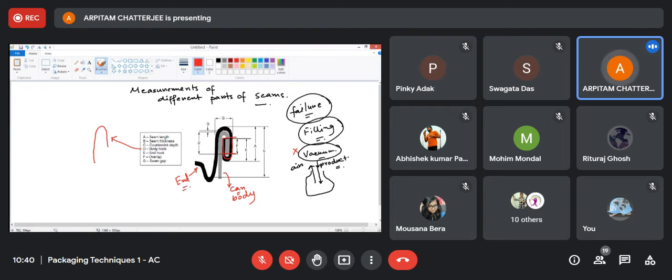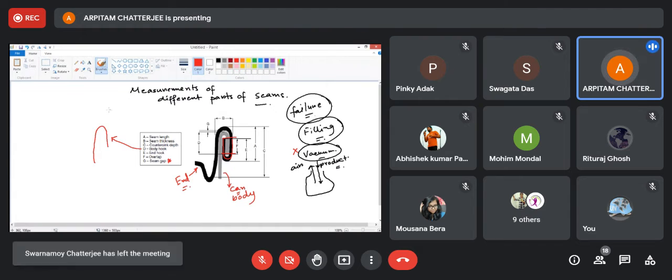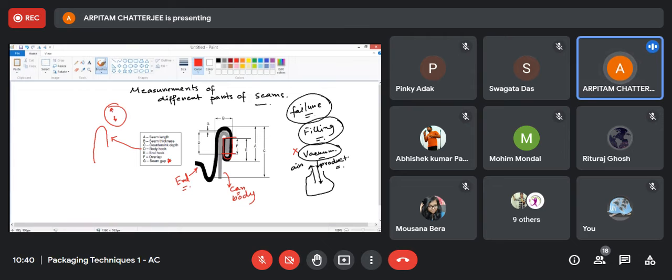These two are not coming in contact, but if this gap is very high, then your seaming may not work properly. So this seam gap is a very important factor, which should not be too high. It should not be too small also, because when you put pressure, your metal will have some dimensional changes. To accommodate those dimensional changes, this gap is very important. But at the same time, it should not be very high, otherwise your seam may loosen up after some point of time.